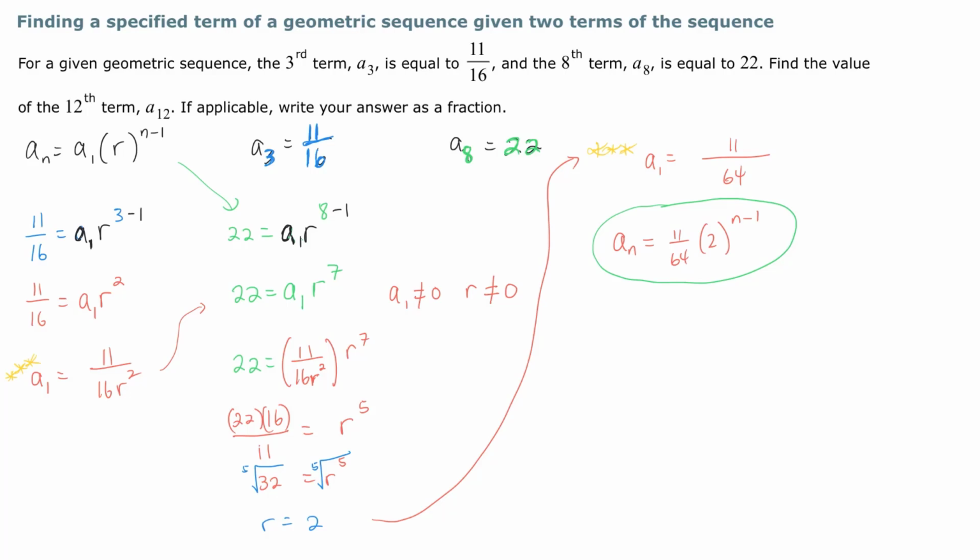Remember, a sequence is a function. So our output value is what? The expression that we're looking for is a sub 12. Let's find a sub 12, which is just 11/64 times base 2 raised to the 11th power. And of course, you could put that into your calculator and figure that out.